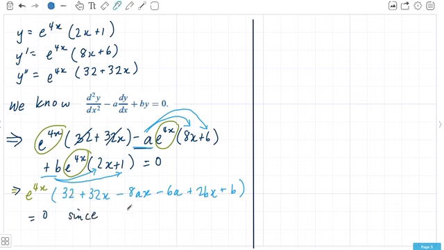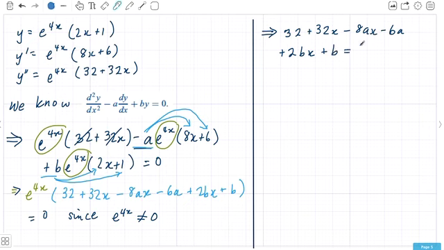Now exponentials can never equal 0, because no matter what you put up here as the value of x, even if you put infinity, it will approach 0 but never be equal to 0. So that implies that the bracket here is what's equal to 0. So 32 plus 32x minus 8ax minus 6a plus 2bx plus b equals 0.